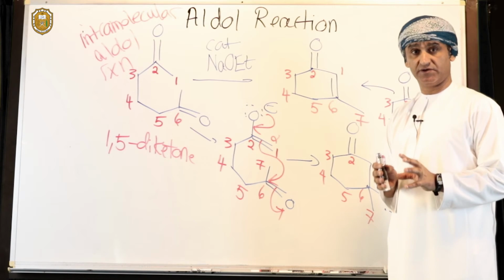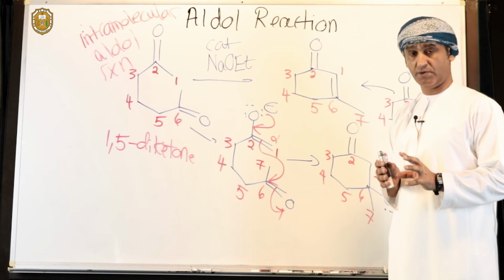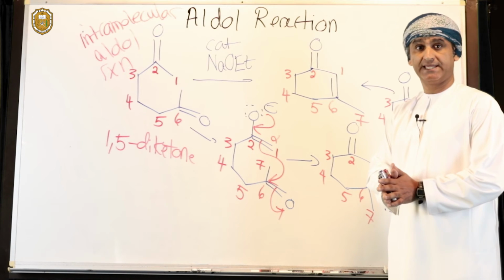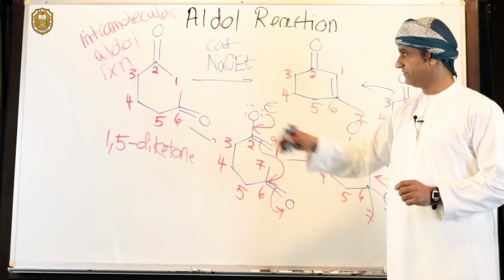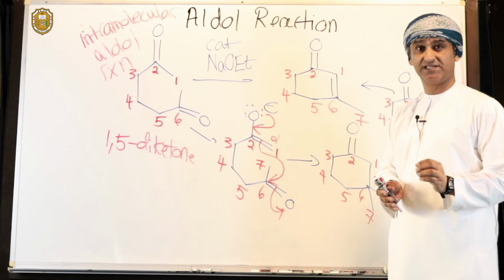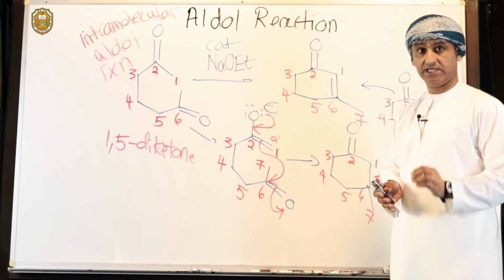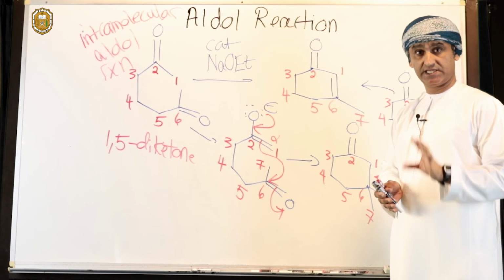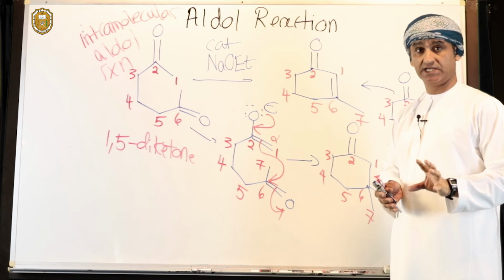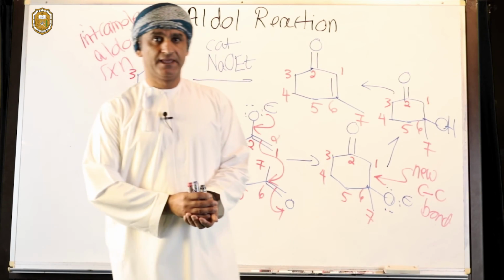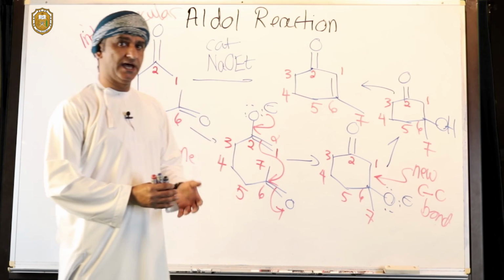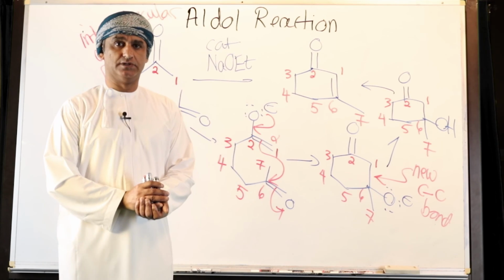So in summary of this topic, an intramolecular aldol reaction is also possible if a 1,5-diketone is treated with catalytic base. The product here is still an enone. It's still an enone, but of a ring size of 6. It's cyclohexenone. Obviously, it's an alpha-beta unsaturated carbonyl compound, a typical product of the aldol reaction.